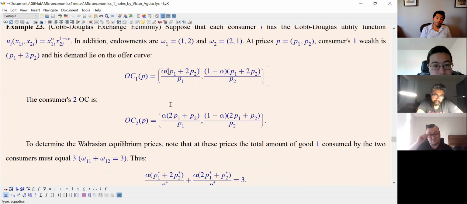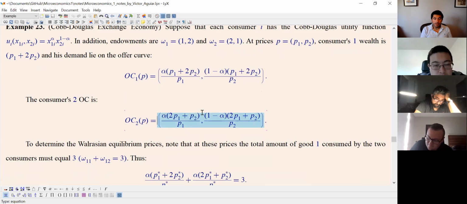Now, consumer 2, because preferences are the same, is structurally similar, but look at the income. Income now is endogenous, and is equal to 2P1 plus P2. Got it?